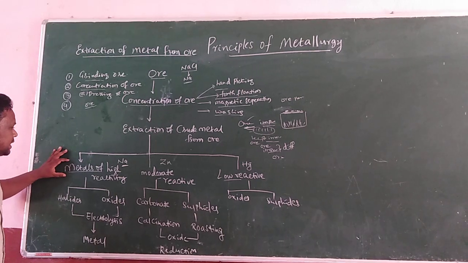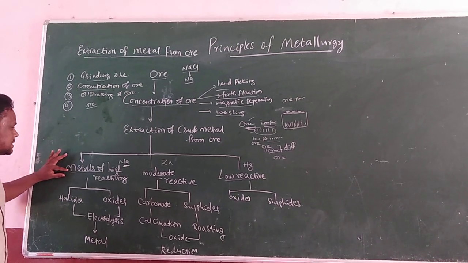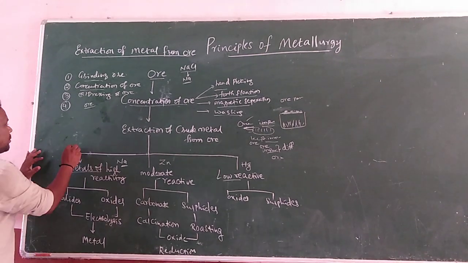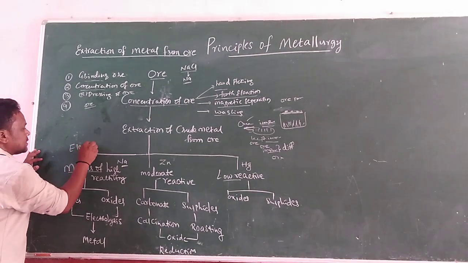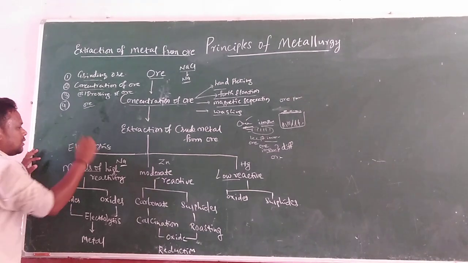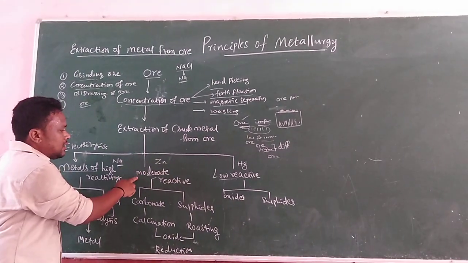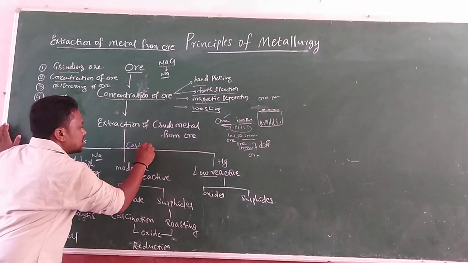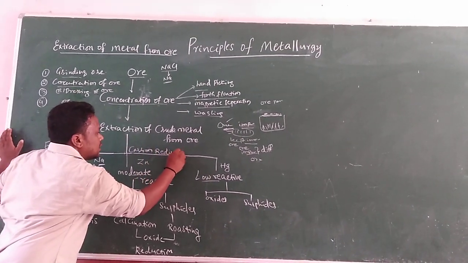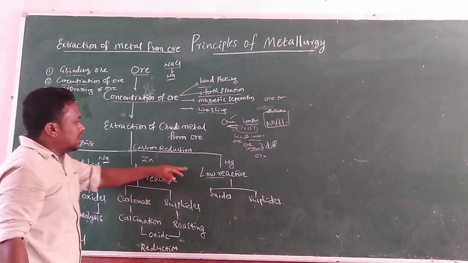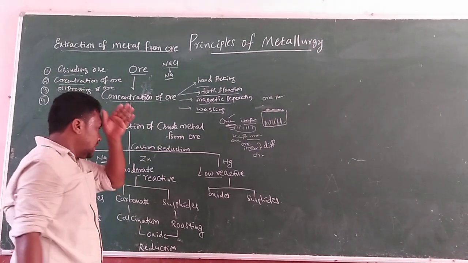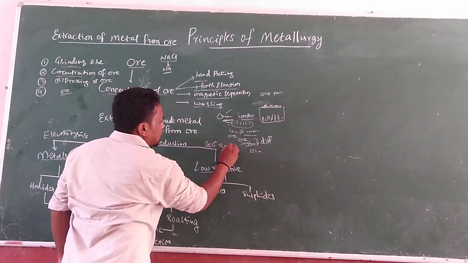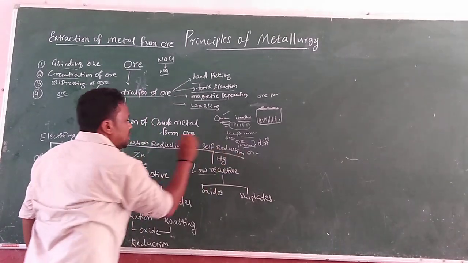Suppose metals of high reactivity: how can we extract them from their ore? By the process of electrolysis. Next, how can we get the moderately reactive elements from their ore? By carbon reduction. Next, how can we get the low reactive elements from their ore? That is self-reduction or heating. You have to remember only one thing.